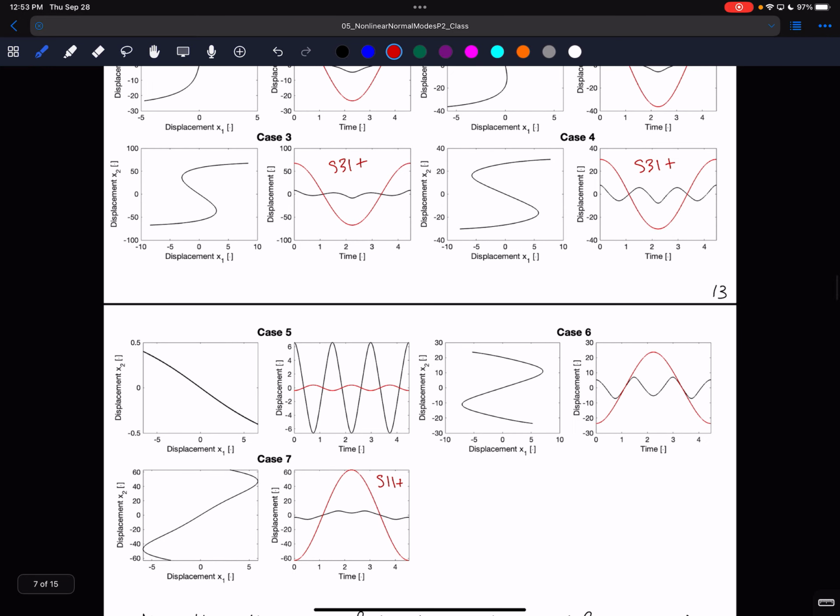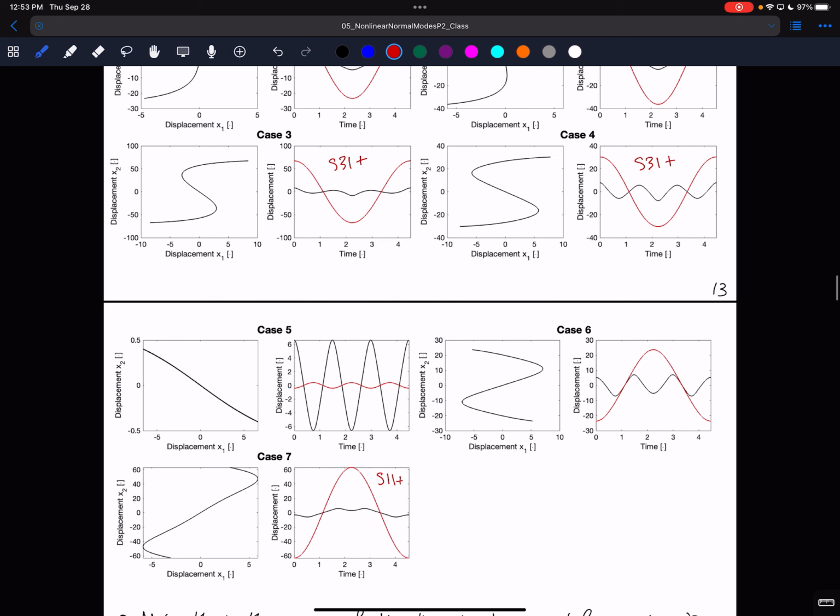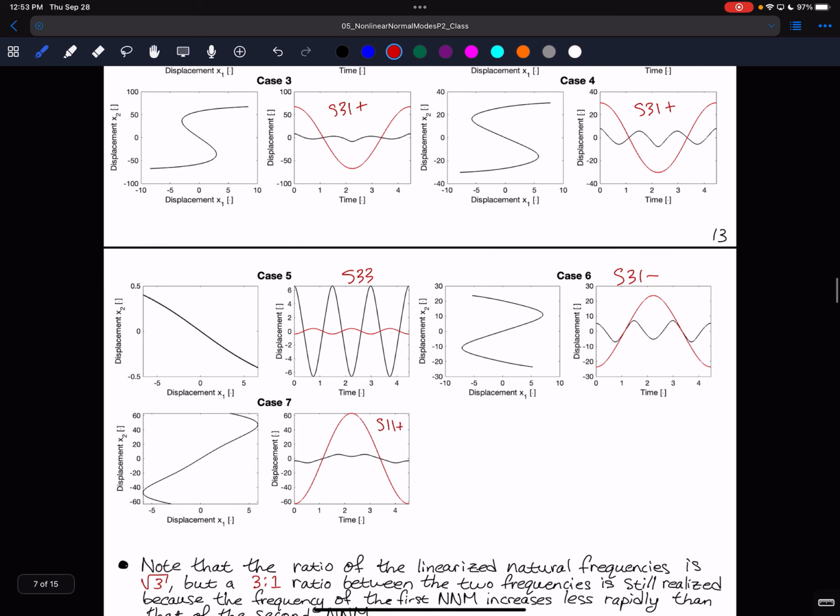In case 5, this should be an S33. Case 6, you could say is S31 minus, and here they're starting with opposite signs, but they're not necessarily oscillating in phase or out of phase. And then the last case, case 7, goes back to S11.